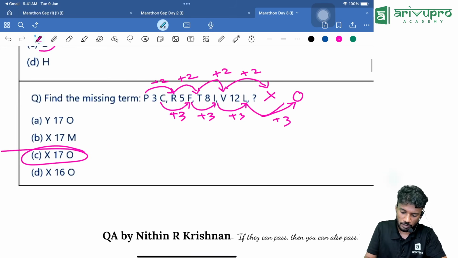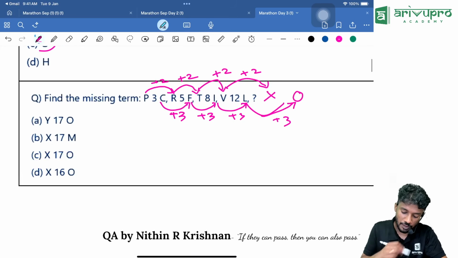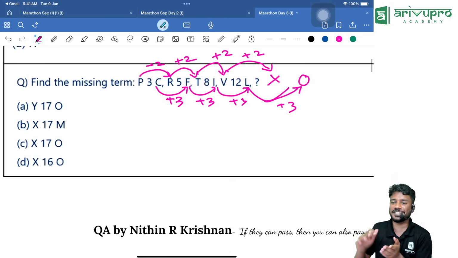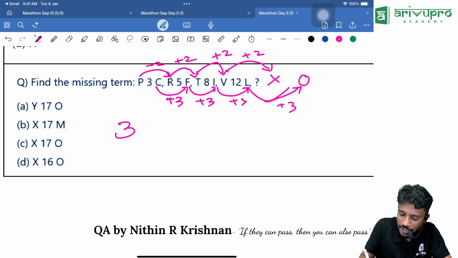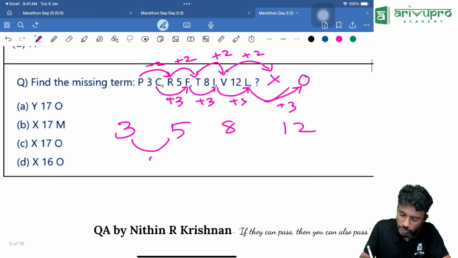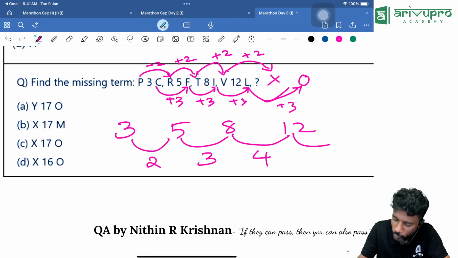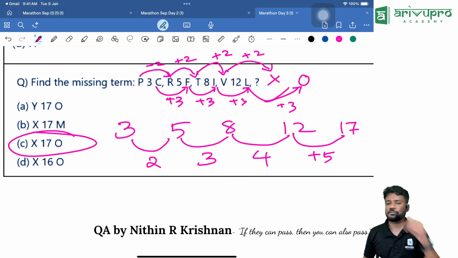Two options are there. This is the question. This was the thing I was telling. If that is there, we should look at it. So look here. 3, 5, 8, 12. What is the difference between them? 2. What is the difference between them? 3. What is the difference between them? 4. Next number should be plus 5. That is 17. Option C. Okay, good.